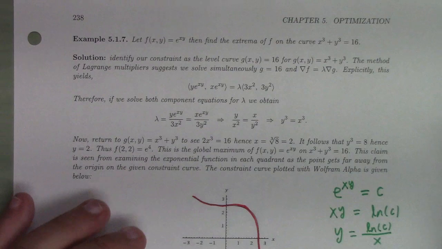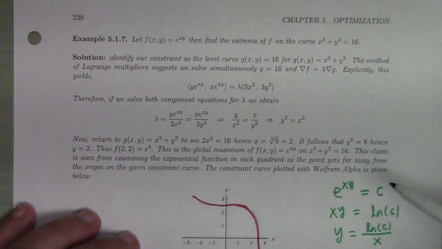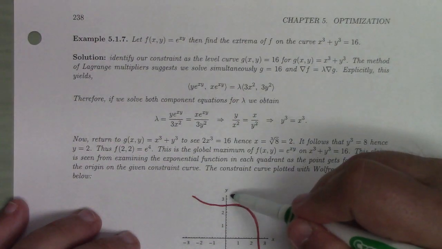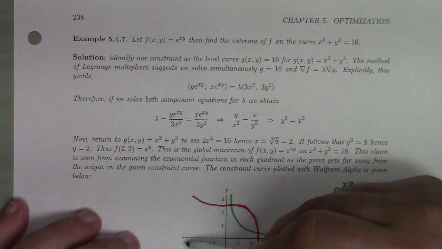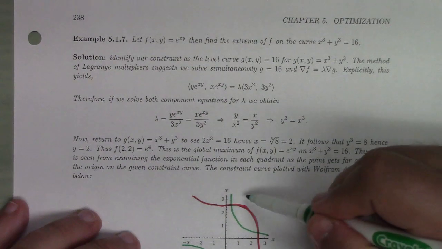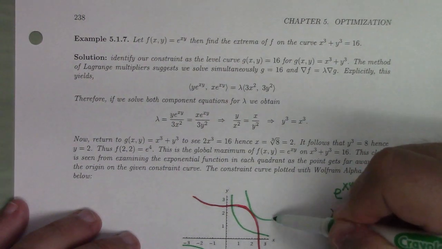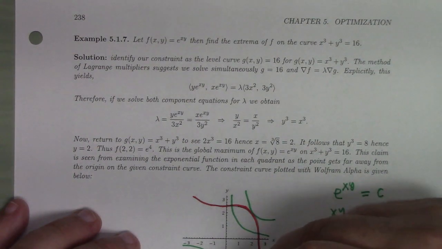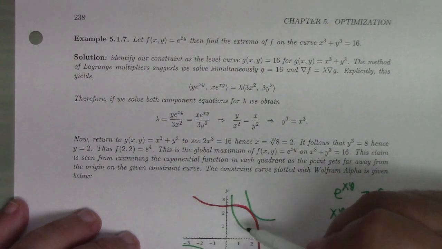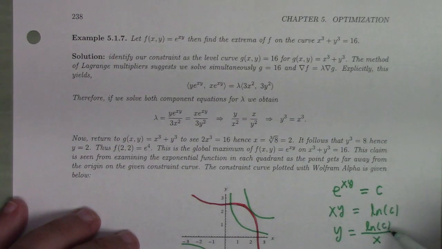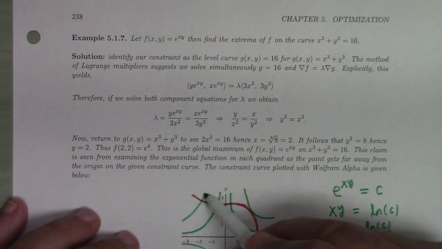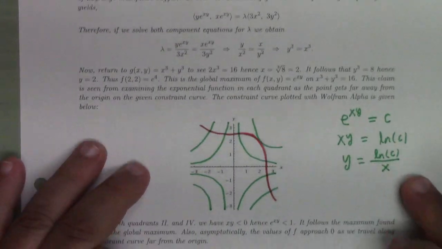So the objective function has level curves which are like these kind of deals. It seems like there's going to be one that lines up there. I guess we could have the natural log of c be negative 2, which would give us stuff over here. So here are some level curves, for what it's worth.